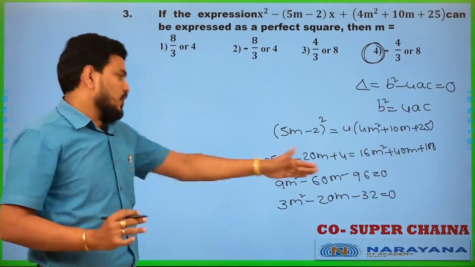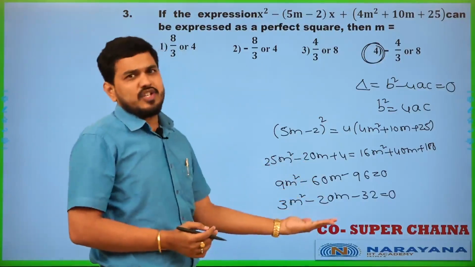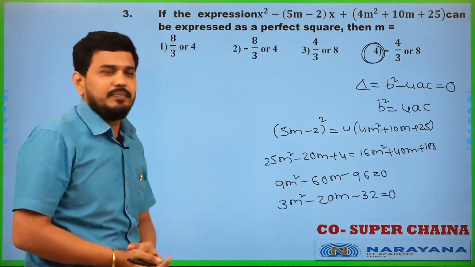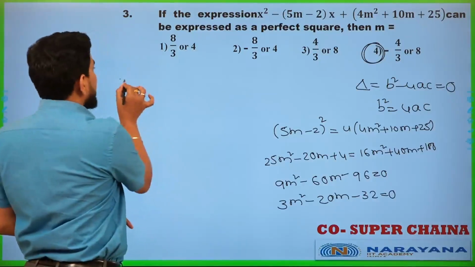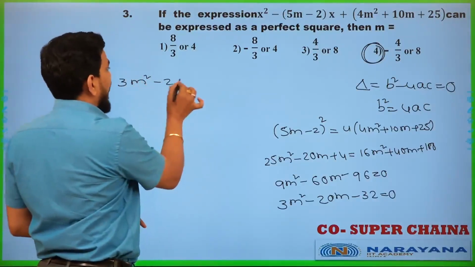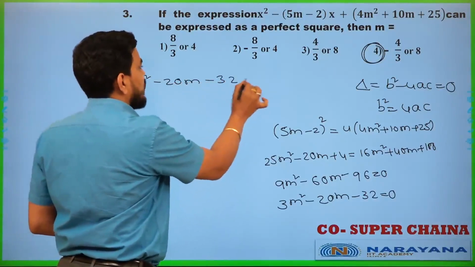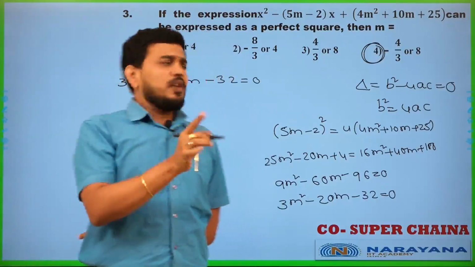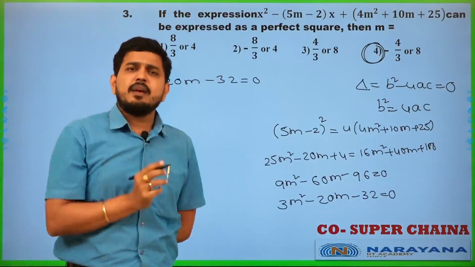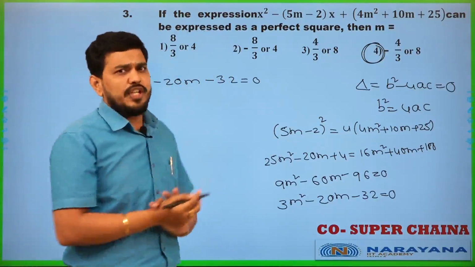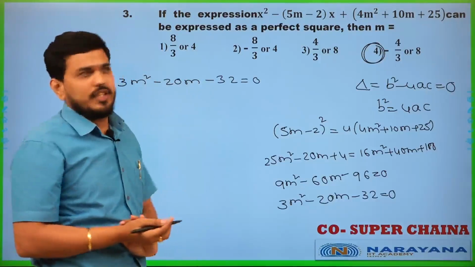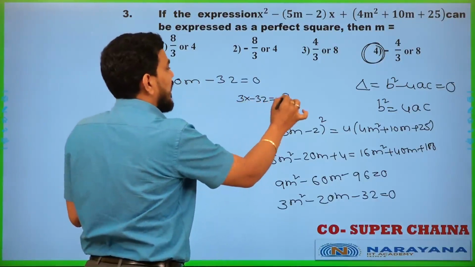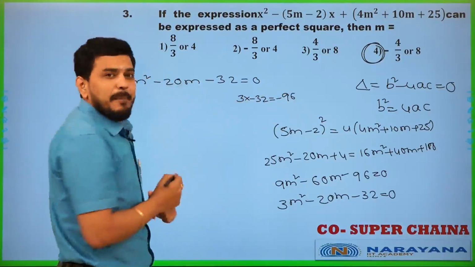But when you are practicing, you have to simplify, because it is a quadratic equation again. Actually this is a quadratic equation, and in this one again we are getting one more quadratic equation. So the equation is 3m square minus 20m minus 32 is equal to 0. You can go for the formula m is equal to minus b plus or minus square root of b square minus 4ac by 2a, or you can go for factorization. Look here, 3 into minus 32 is equal to minus 96. Here the sum is minus 20.